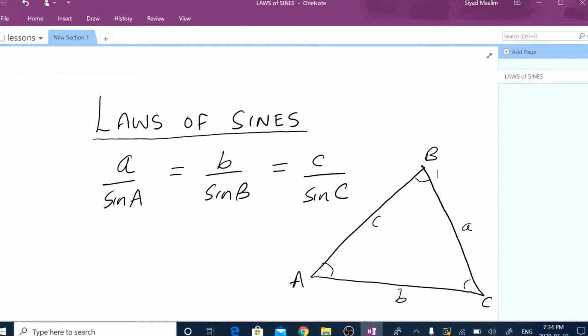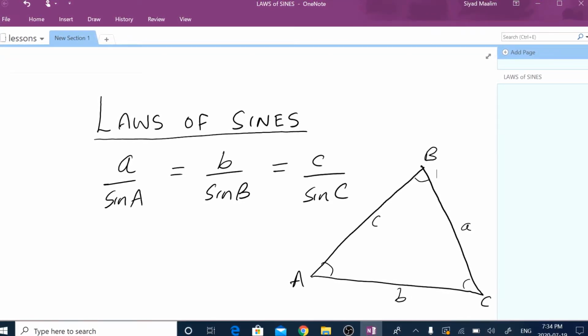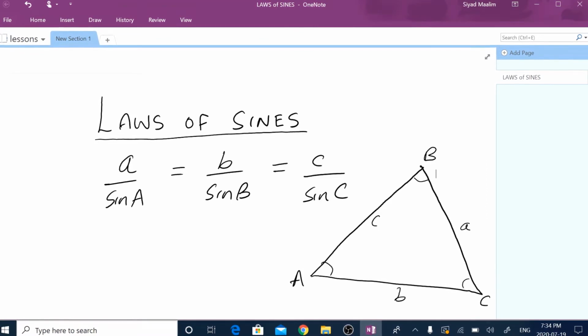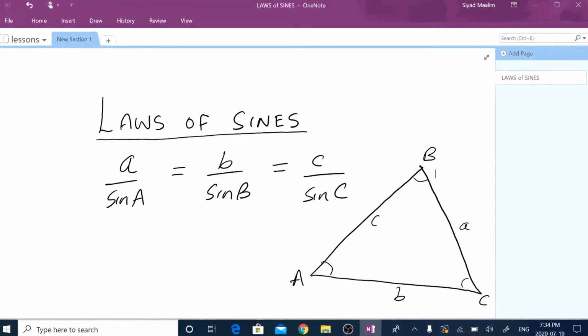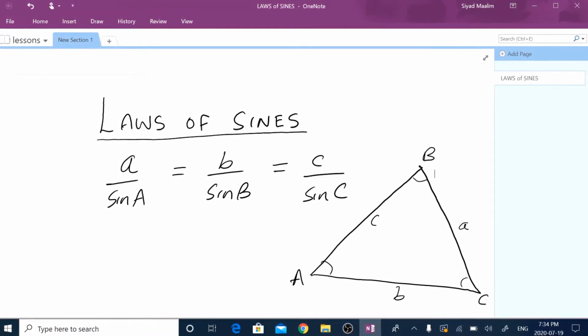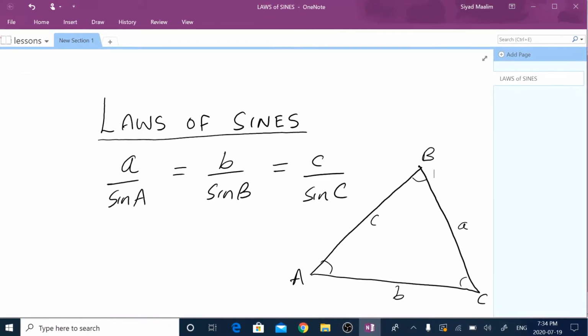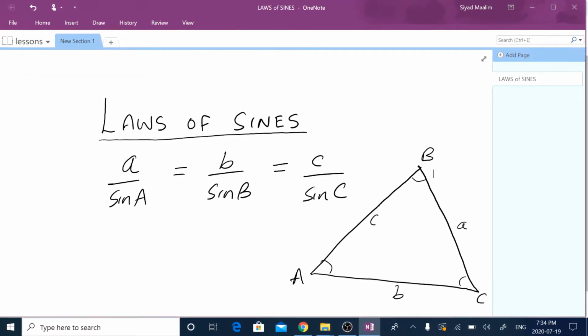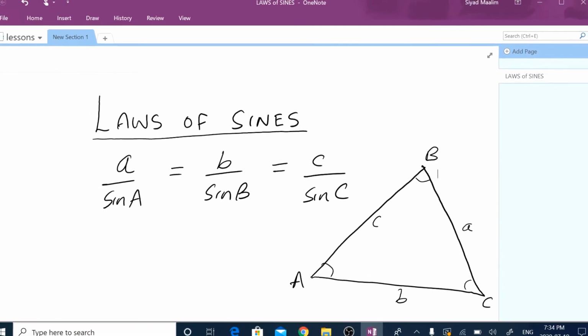Before we apply the Sine Rule, make sure the triangle you have is not a right angle triangle. If this is the case, then you have to use Pythagoras theorem. You can find a link in the description below.